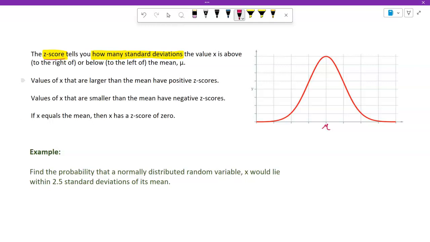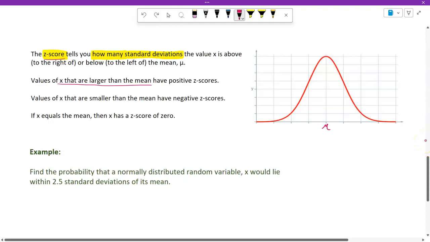Okay, so if we have x values that are larger than the mean, that would be here, right? Values that are above the mean, to the right on the x-axis, or on the number line. These are going to have positive z-scores.